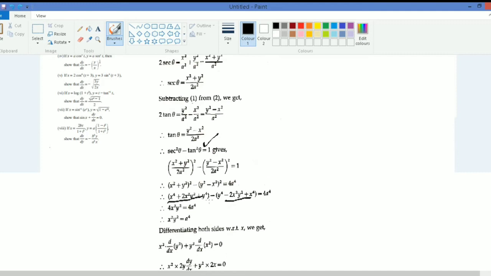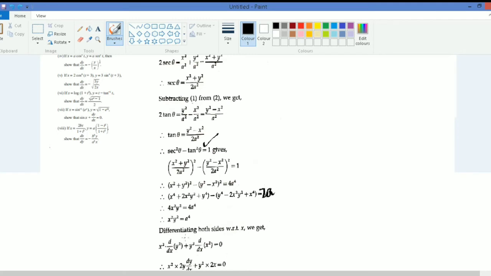Now, what is the next step? Next step would be solving this further. We will open this bracket, this 2x square y square will come, x raised to 4 and x raised to 4, y raised to 4 and y raised to 4 will go. We will have 4x square y square is equal to 4a raised to 4. Actually, this will not come as 4. This will come as 2a square, and this will become 2a square, the whole square. Then you can solve x square y square equal to constant.